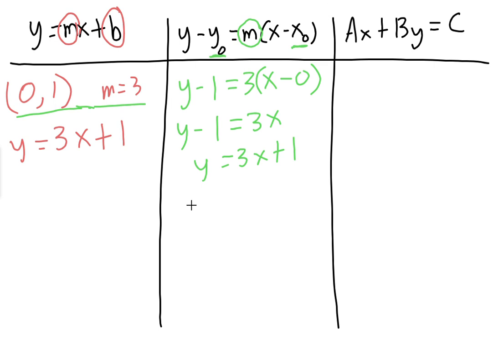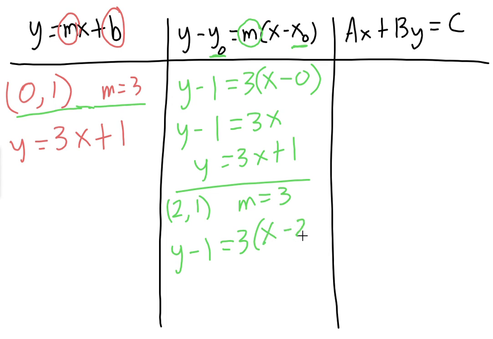Where this really shines, though, is what if we're given a different point? What if we'd say it goes through the point 2 comma 1, and has a slope of 3? Now, mx plus b is going to be a lot harder. But in this case, for point slope form, well, it's just y minus the y value is equal to m times x minus the x value. You're done, box it, and turn it in. We don't have to simplify, usually.